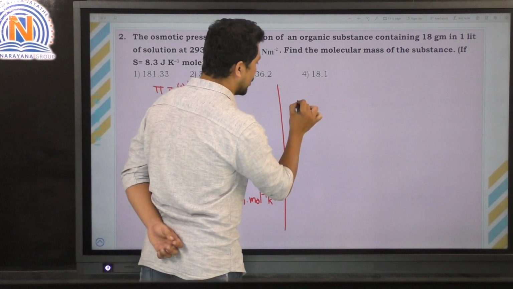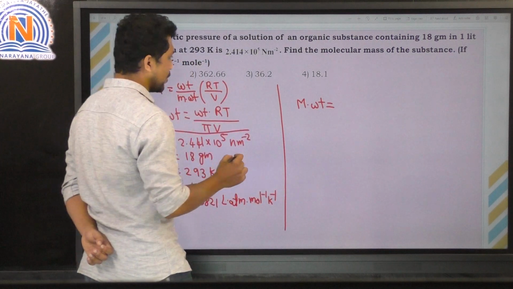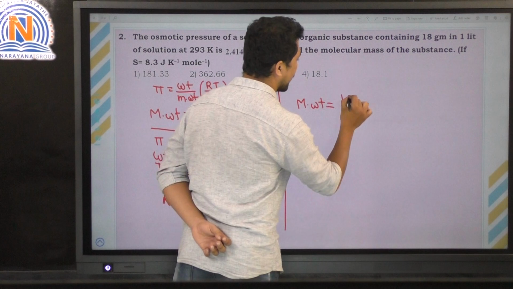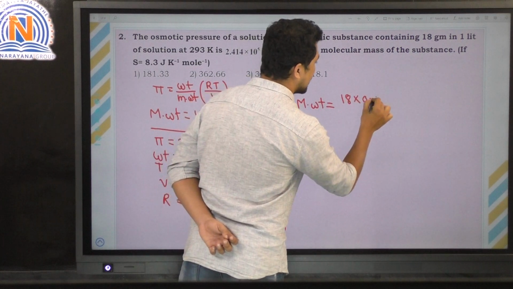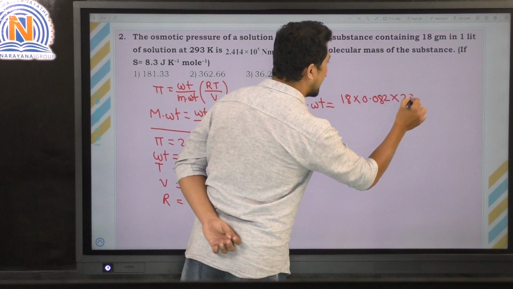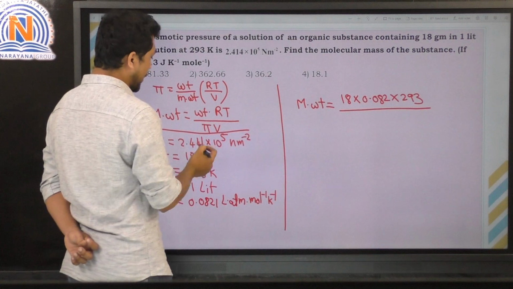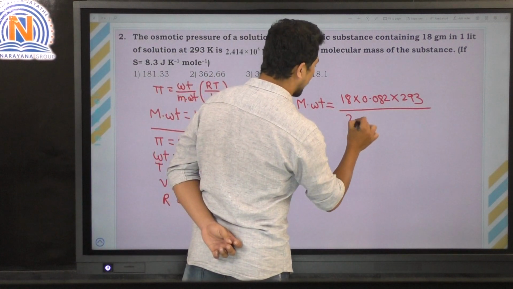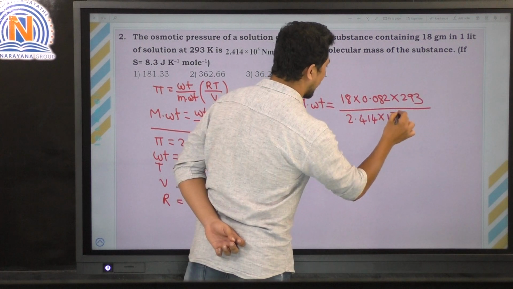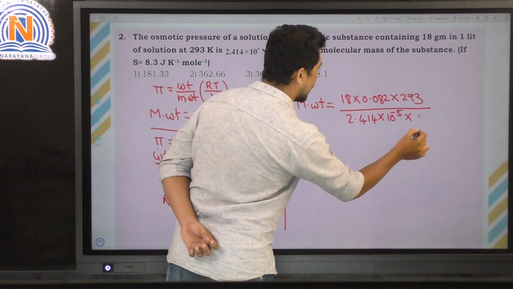So molecular weight equal to weight, how much weight they have given? 18 grams into 0.0821 into 293 Kelvin whole by, and osmotic pressure pi equal to 2.414 into 10 power 5 Newton per meter square into volume 1 liter, right?